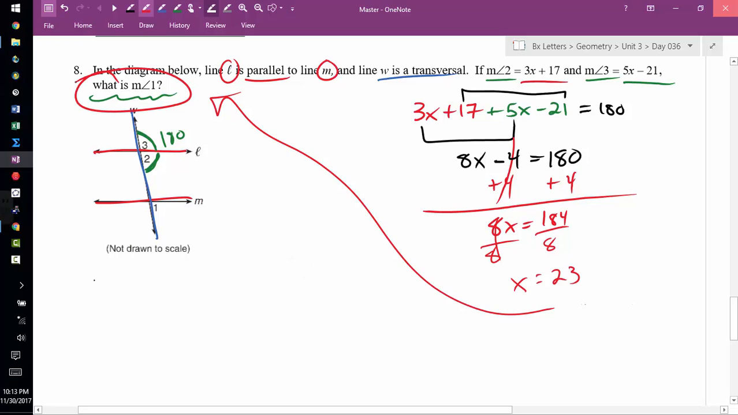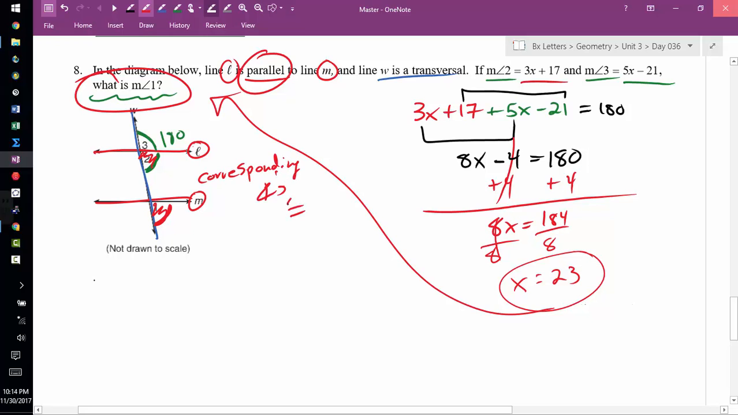If I read back in the problem, if it said solve for x, I'm done. But it didn't. It said, what's the measure of angle 1? So I'm going to use this, but at this point you might be scratching your head and saying, I didn't do anything with angle 1. That's all right. If these lines, the red lines here, really are parallel, which they tell us, angle 2 and angle 1 are corresponding angles. And we learned that corresponding angles are congruent.